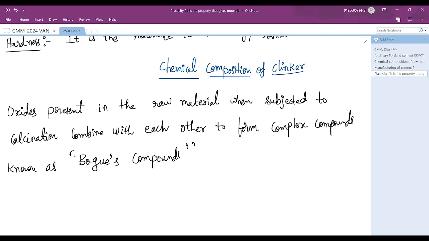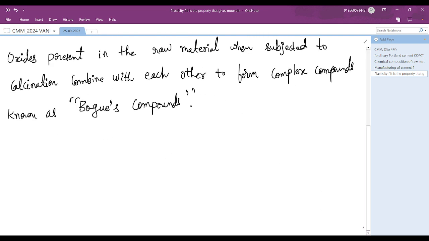As the identification of these compounds was first done by R.H. Bogue, these complex compounds were named after him. To commemorate him, these compounds are named as Bogue compounds. So what are the Bogue compounds? There are four Bogue compounds.